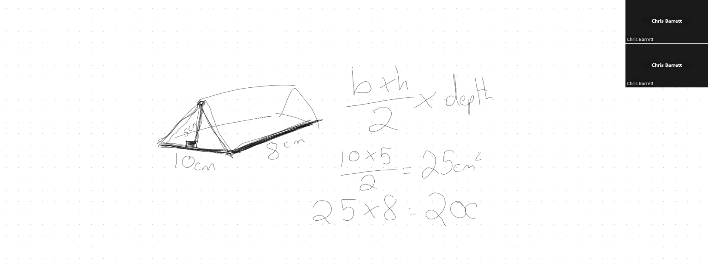And then centimeters cubed. So to work out the volume of a triangular prism, we have to do the area of the triangle first, base times height divided by 2, and then we multiply it by its depth, which then gives us the volume and that stacking effect of those triangles.